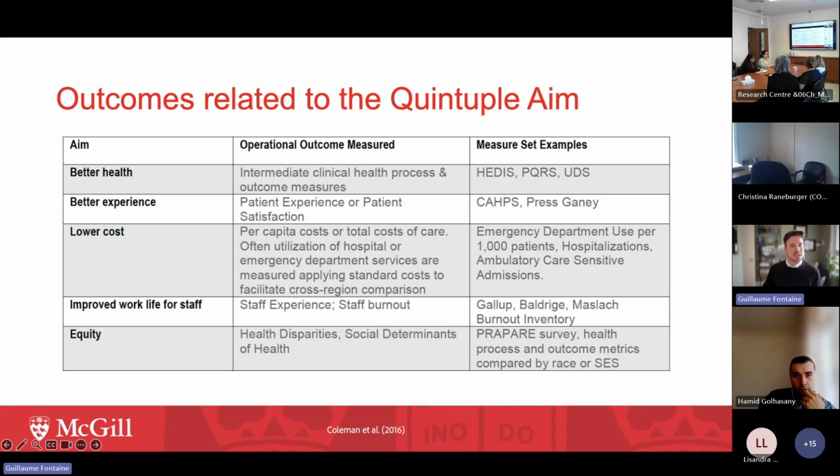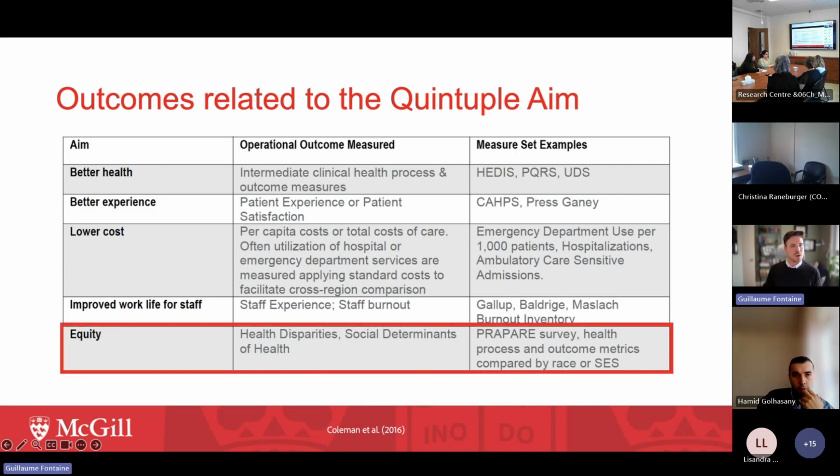So what types of outcomes are related to the quintuple aim? We're quite familiar, of course, with health outcomes, experience outcomes, cost outcomes, and the work life for staff. But when we talk specifically about equity, we're going to be looking at health disparities and social determinants of health. And then you have different surveys and metrics that are linked to those outcomes, different outcome measures.